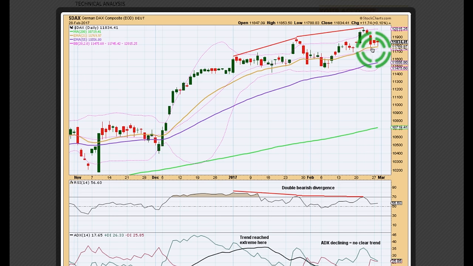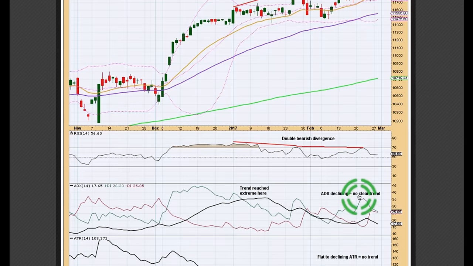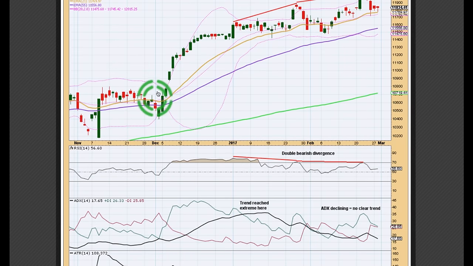The 21-day moving average at this stage may be offering some support. We've got double bearish divergence at the last 2 highs with price and RSI, and after this clear upward trend, ADX reached extreme in that it reached above both directional lines, and so it was quite reasonable to expect some pullback. We got some consolidation here, and we're still getting declining ADX.